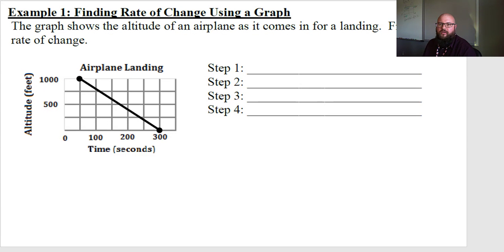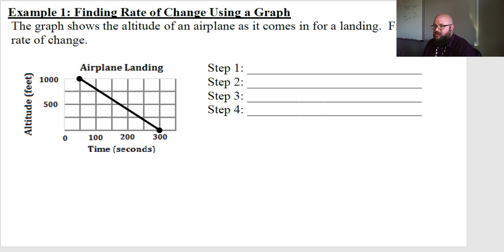Alright guys, so we're going to go over slope again and really make sure everybody has a good understanding of how to calculate it, and moving forward for if we have to do calculating type of actual formulas. So with that, we're going to talk about this with this first little graph here. The graph shows the altitude of an airplane as it comes in for a landing. We want to find the rate of change. We're finding the slope, okay?